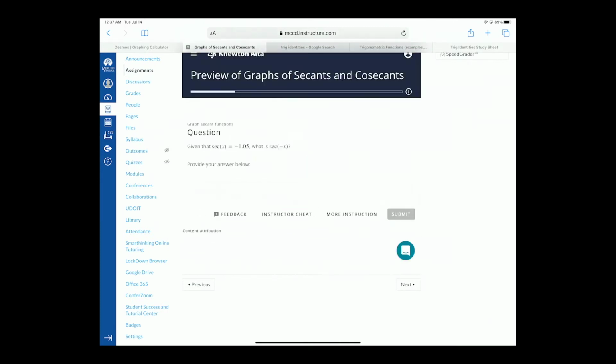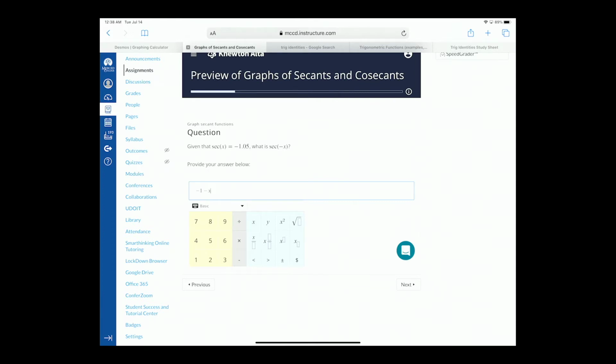I'm just trying to get to the graphs. Oh, we should talk about that too. Since a secant comes from a cosine and a cosine is even, that means that secant x equals secant negative x. That's another way of saying that the number should just be the same for a secant.